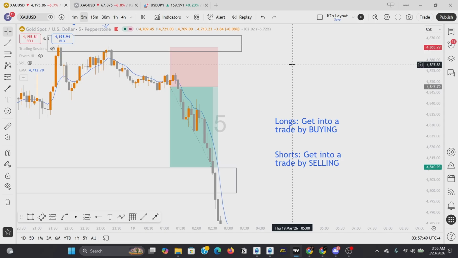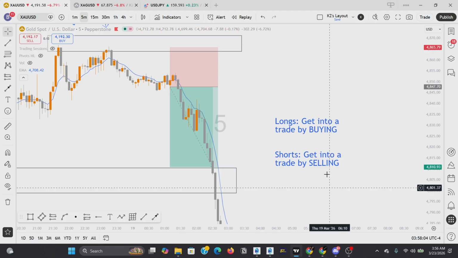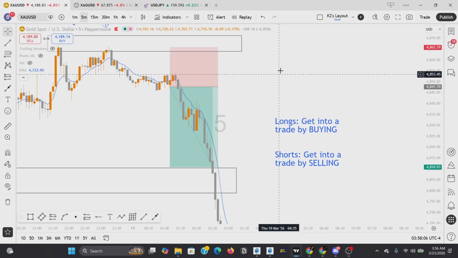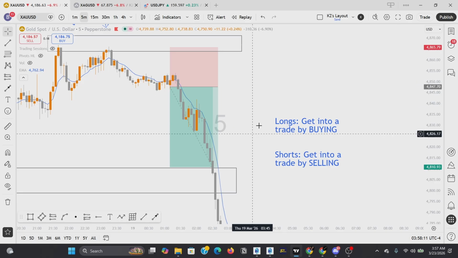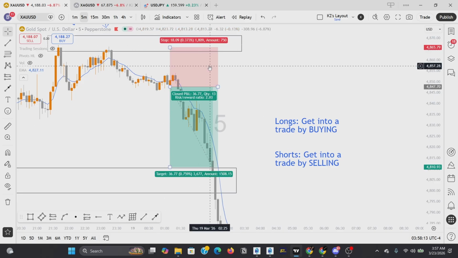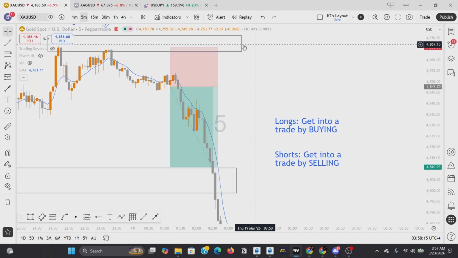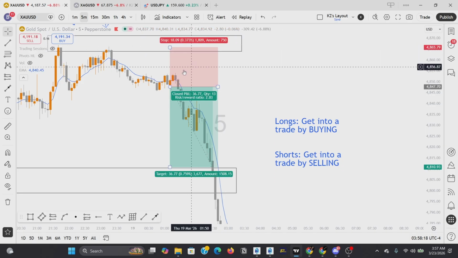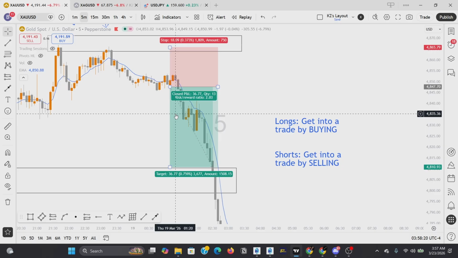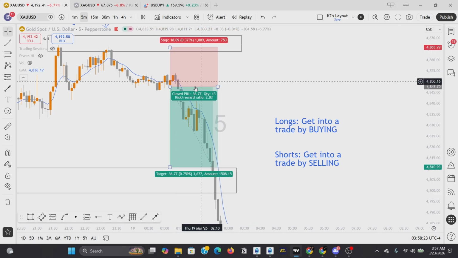A long is when you buy and you make money. So if I get into a long and price goes up, I will make money. If I get into a long and price goes down, I will lose money. If I get into a short and price goes up, then I lose money. If I get into a short and price goes down, then I make money. Hence why this right here was a short. The red represents loss of money. The green represents gain of money. This is a position indicator.